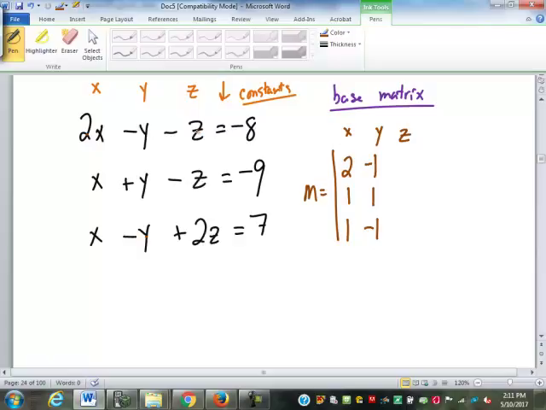That first one's going to be negative 1, and then negative 1, and finally positive 2. Good.